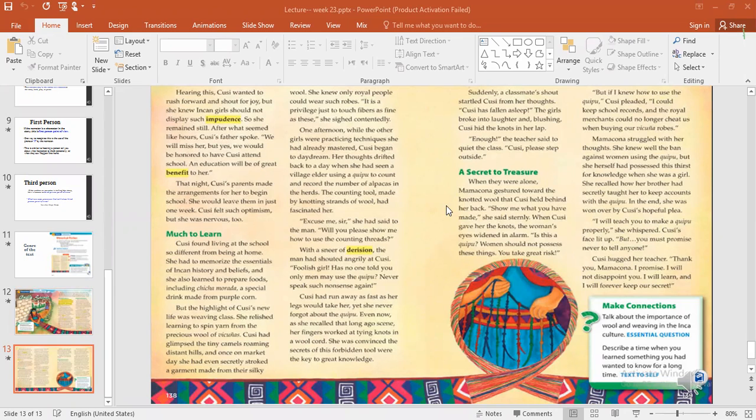These are their traditional dresses. So she thought that if she keeps the tool, she could keep the school records. And the royal merchants, the people who sell these kinds of robes and their traditional dresses, won't cheat them when buying their robes. Continue.